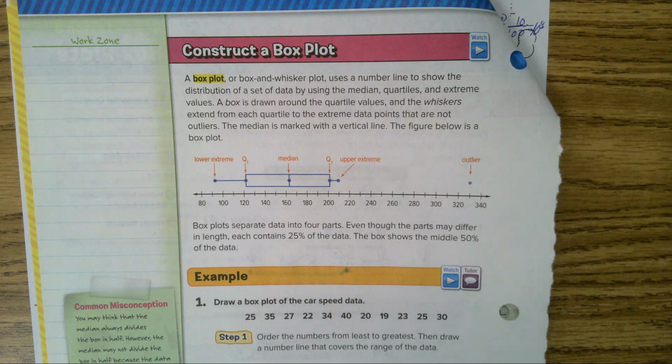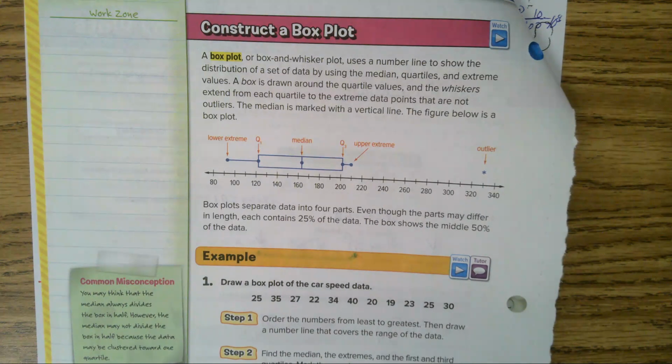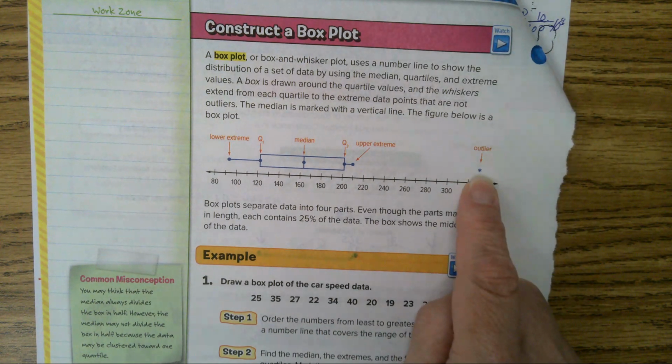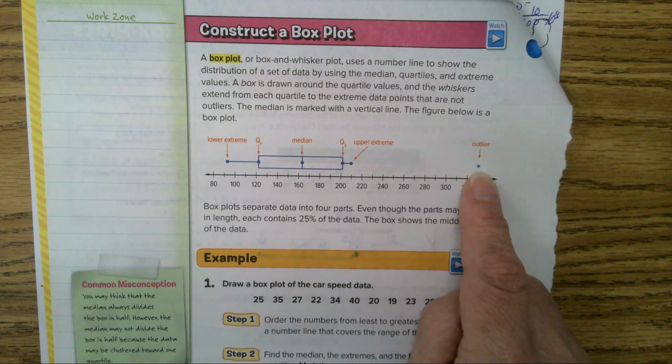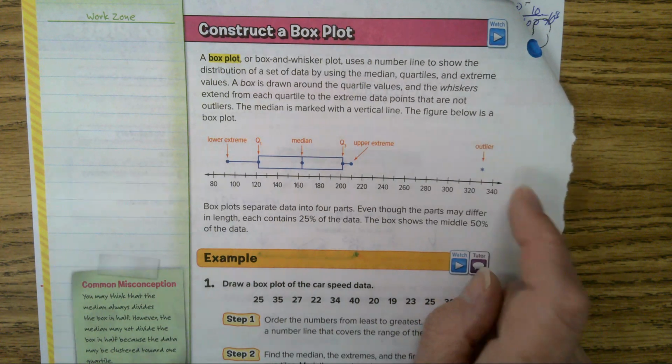Now kids, they would include the outlier on the whisker. Sometimes you might see the outlier included. Sometimes you'll just see it left as a little dot like this, okay? So you might see it both ways. Right now the tendency is just to leave the outlier out there all by itself.